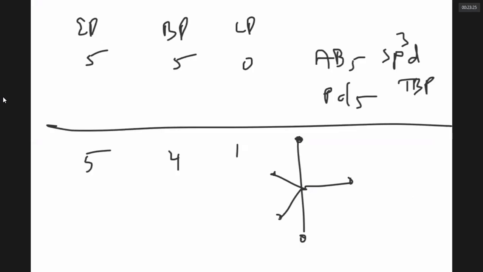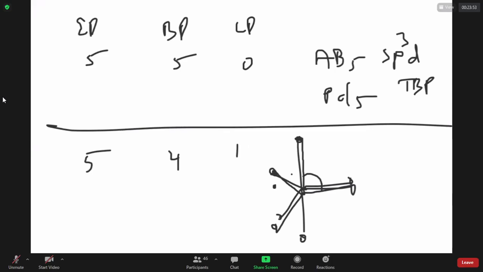The angle between the axial positions and the other positions is 90. The angle between the equatorial positions is 120. A lone pair wants to occupy a space which is more free and apart from others. So it definitely prefers the equatorial position, if that equatorial position is not occupied. Are we very clear?